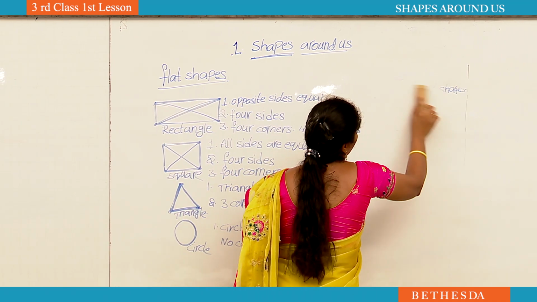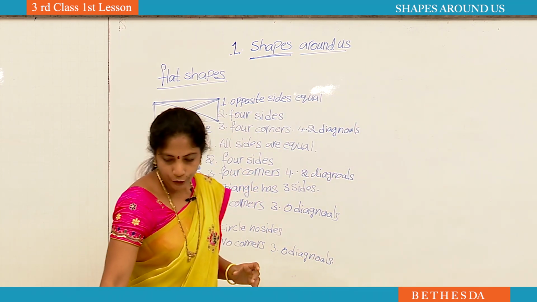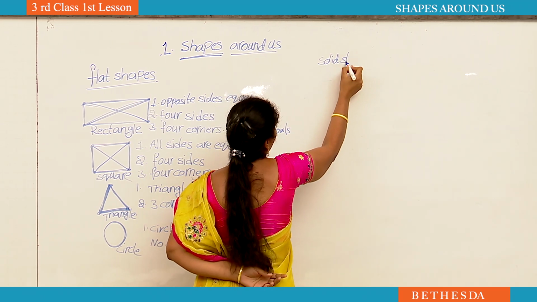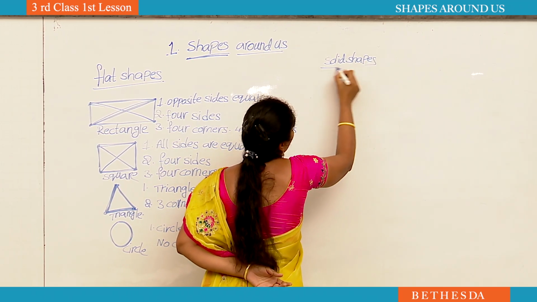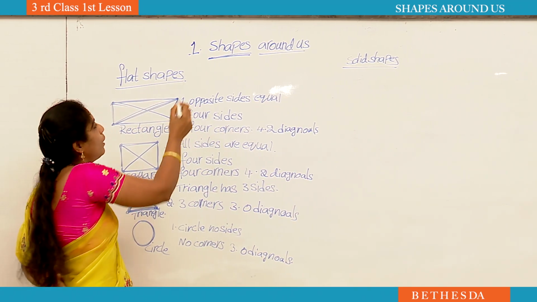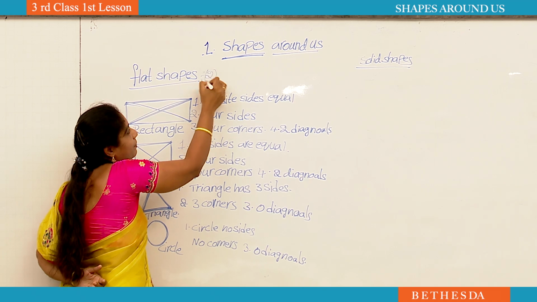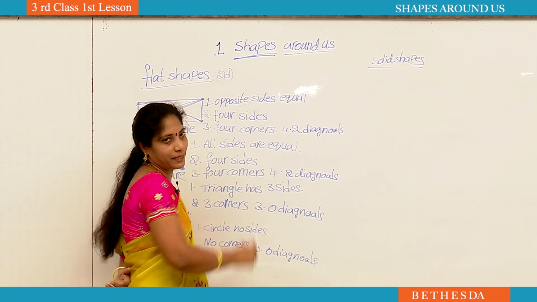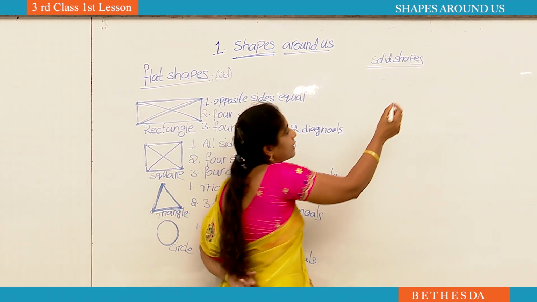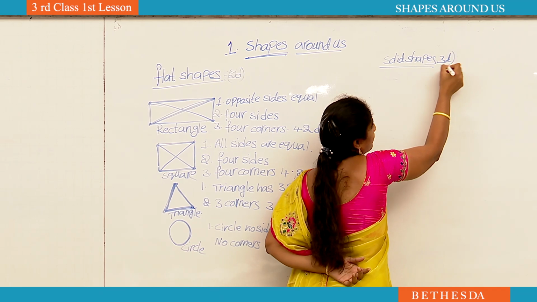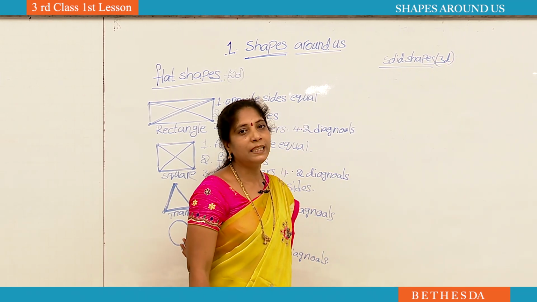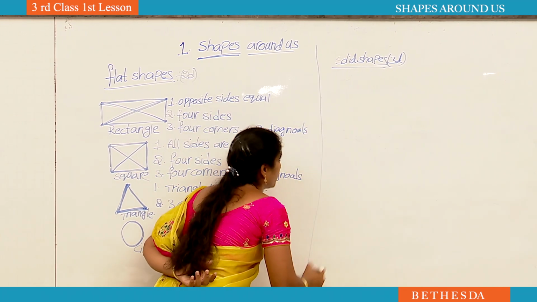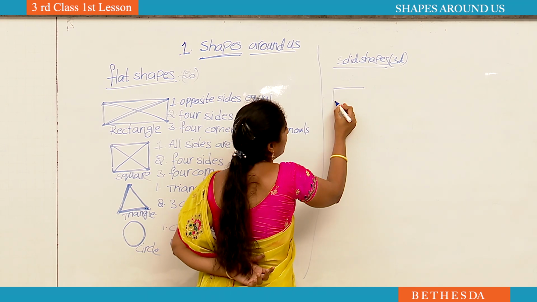After this we have solid shapes. I think you know solid shapes. Do you know what is the difference between solid shapes and flat shapes? Flat shapes have only 2 dimensions, meaning 2 measurements only. That's why flat shapes are called 2D shapes. Solid shapes have 3 dimensions, 3 measurements. That's why solid shapes are called 3D shapes. What is the first solid shape? Can anybody find out this shape?